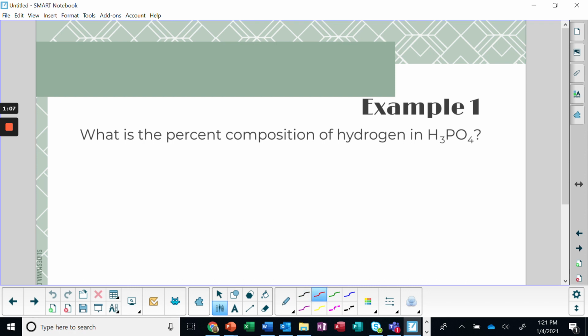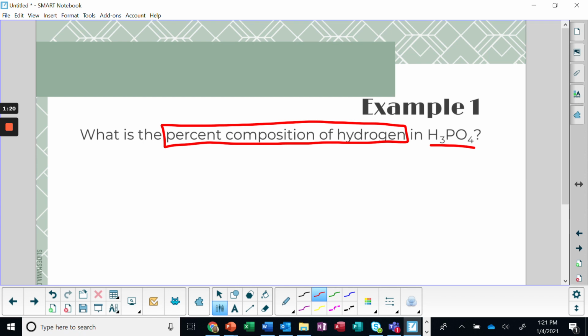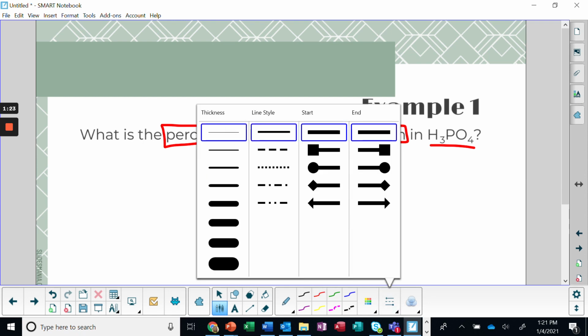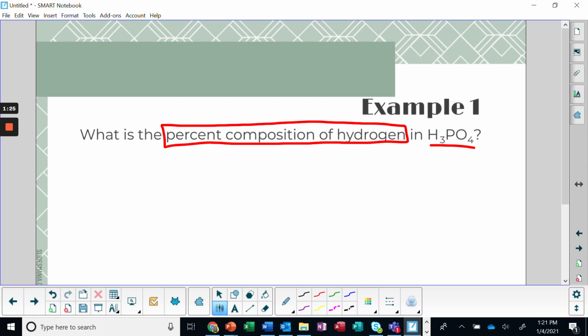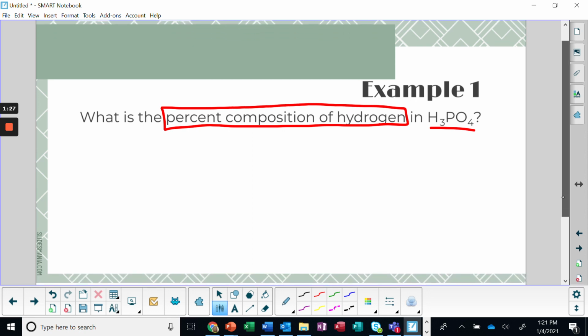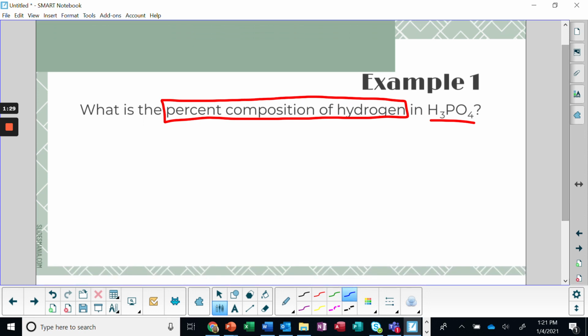Alright, as always, we're going to start out annotating the problem. I want to know what is the percent composition of hydrogen in H3PO4. So we're going to go ahead, move down. We're going to list out each element that we have in our compound. We have hydrogen, we have phosphorus, and we have oxygen.